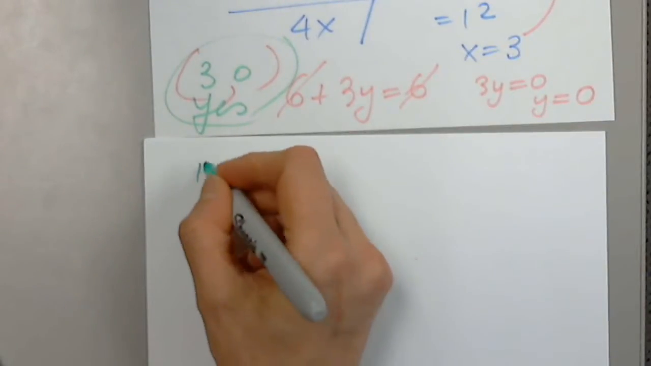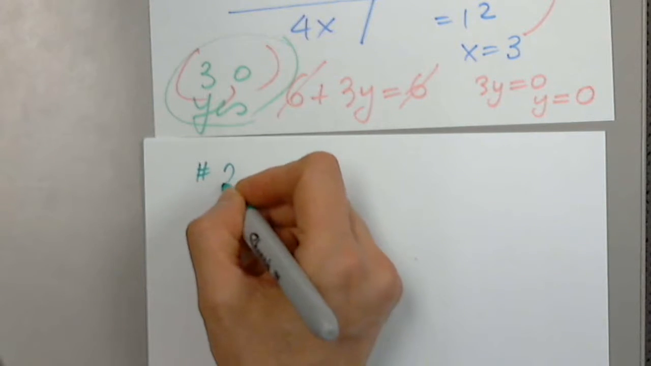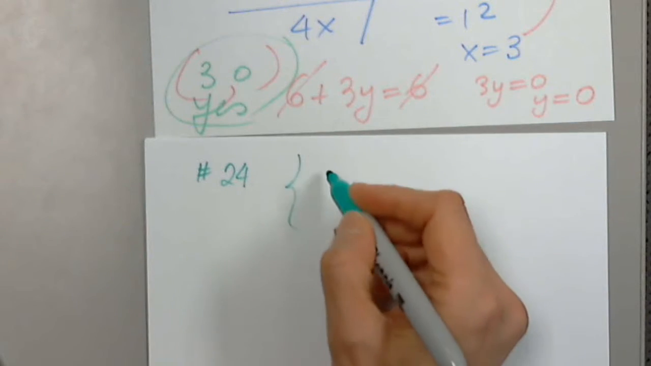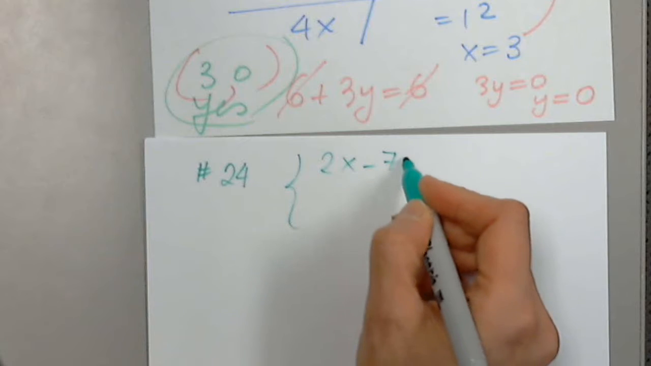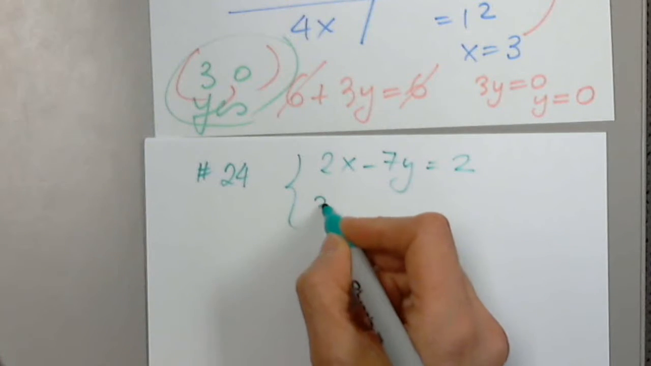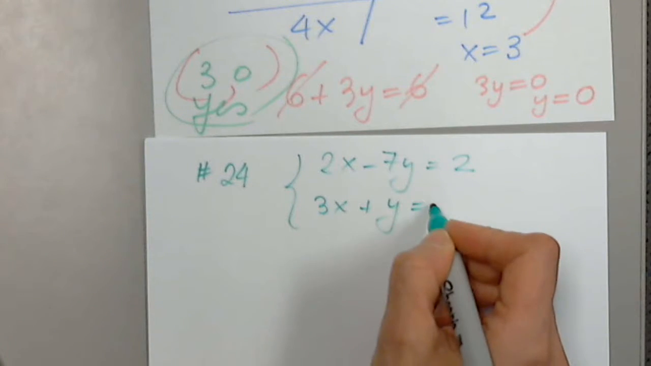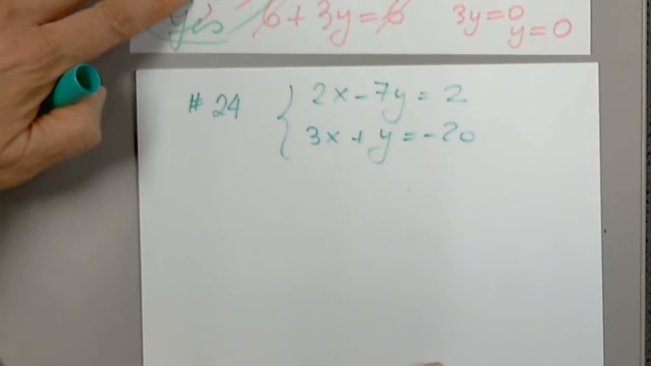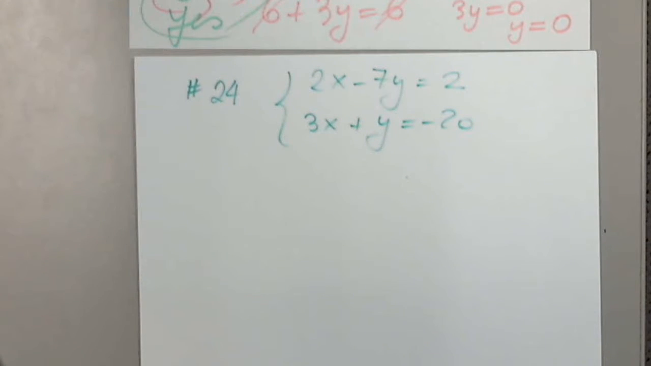That's okay. So 24. In 24, we have 2x minus 7y equals 2, and 3x plus y equals negative 20. In this problem, I'm asked to solve using the adding method. How do I make a decision which variable to eliminate?